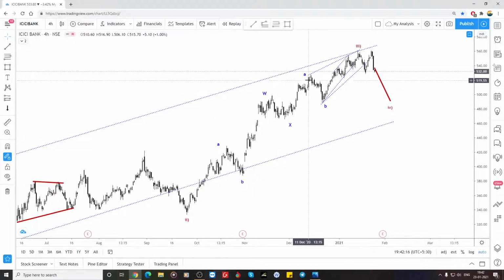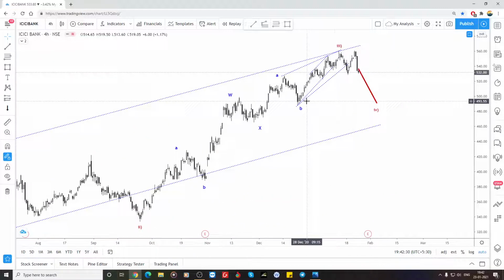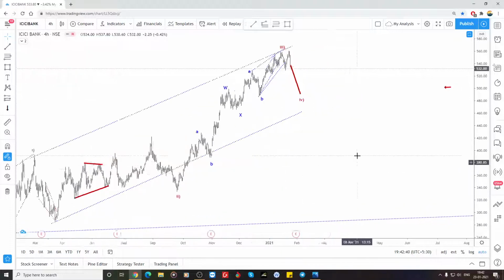So in that kind, 1, 2, 3, 4 and 5, it's got extended and it is already completed. So that is also valid. 1, 2, 3, 4 and 1, 2, 3, 4, 5. And I said this is a wedge formation, it can do like that, and it's already did the same. So whether we are in the fourth wave or it is in the downtrend, it's very impossible to say.